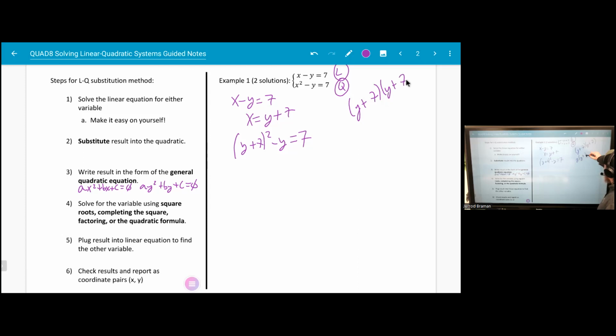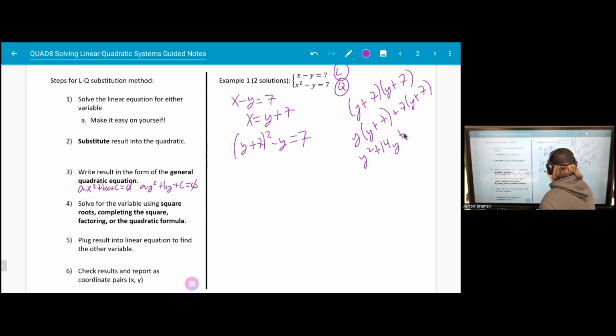Y times y plus 7 plus 7 times y plus 7. I apologize. Y squared plus 14y plus 49. Y squared plus 14y plus 49 minus y equals 7. That's my fault. I apologize. Still the same thing. Y squared plus 13y plus 42 equals 0.